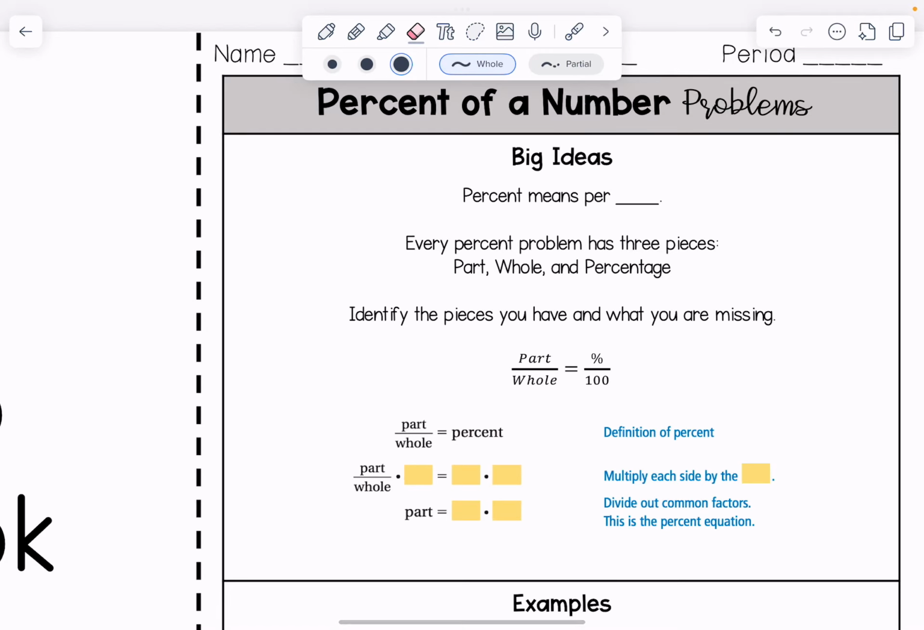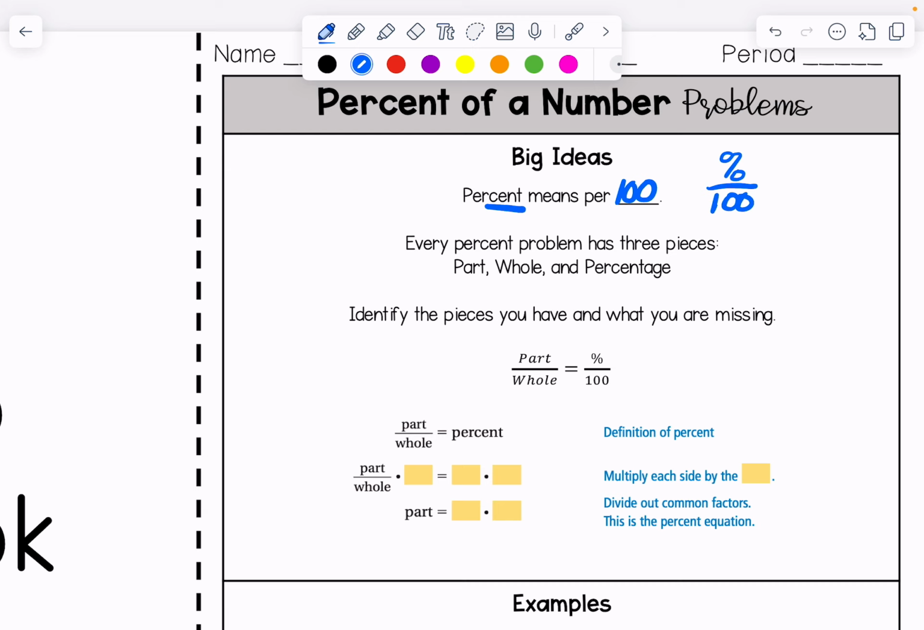Hi, seventh graders. We are going to talk a little bit about how to solve some problems involving percent of a number. So the first thing that you need to know is that percent literally means per 100. So anytime you want to write a percent as a fraction, you're going to put that percent over 100, which you could also think of as a division problem. So if you divide that percent by 100, that'll give you your decimal form as well.